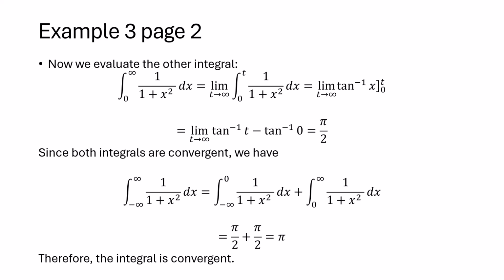Since both of these integrals are convergent, we may conclude that the integral from negative infinity to infinity of 1 divided by 1 plus x squared dx is equal to the sum of the integrals from negative infinity to 0 of 1 over 1 plus x squared dx plus the integral from 0 to infinity of 1 over 1 plus x squared dx. We've calculated both of those to be pi over 2, and pi over 2 plus pi over 2 is pi. Therefore, this integral happens to be convergent.